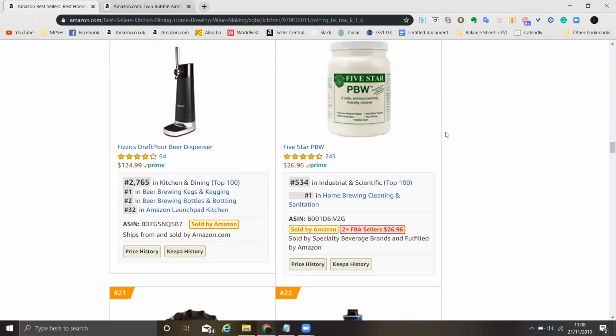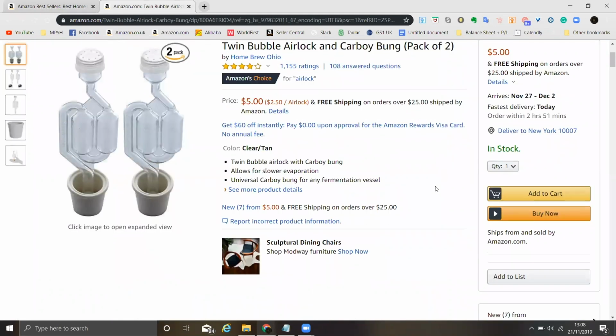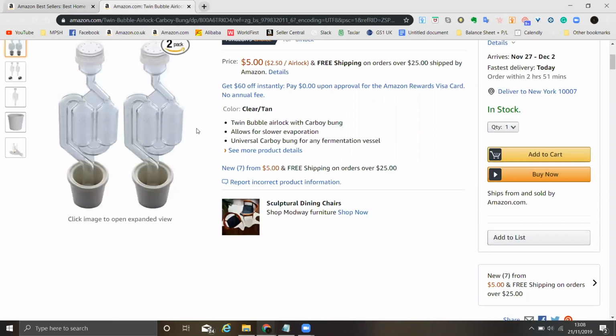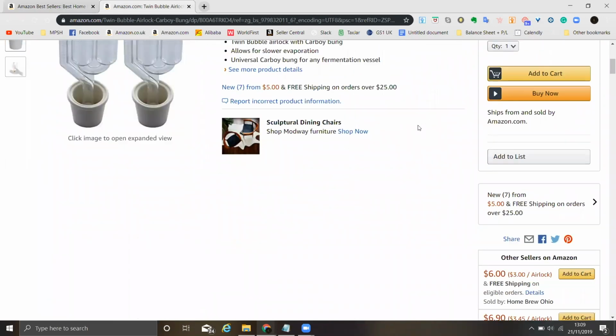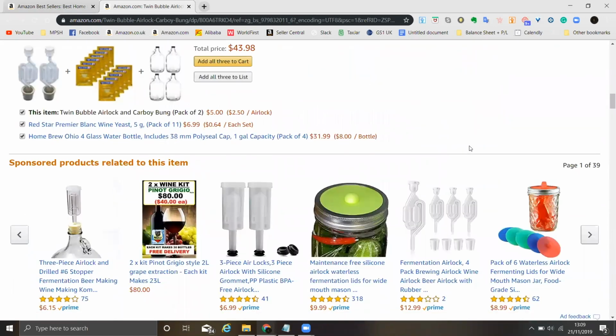So I've opened one up, so let's explore that for now. So what have we got? We have a twin bubble airlock and carboy bung. So I'm going to segue off this. This could be a potential product to look at as well. But let's segue from this and see if we can find some other interesting products in the sponsored products just down below.